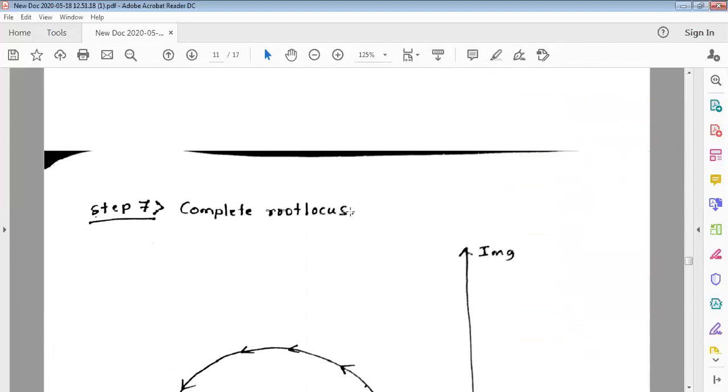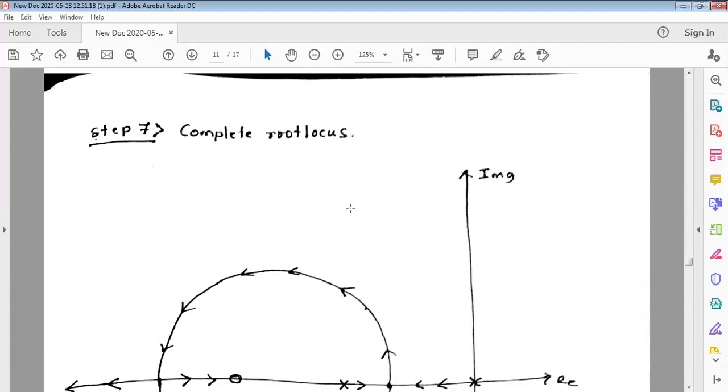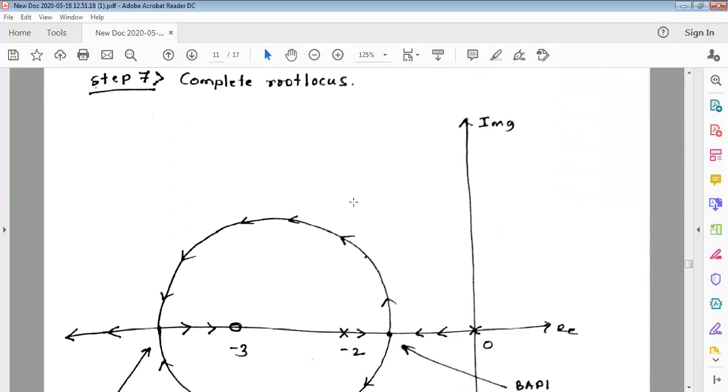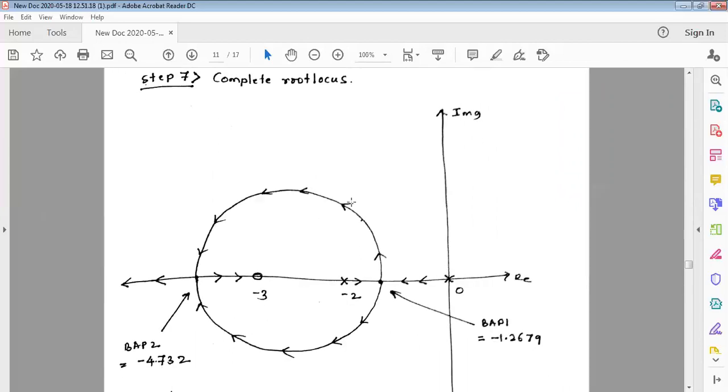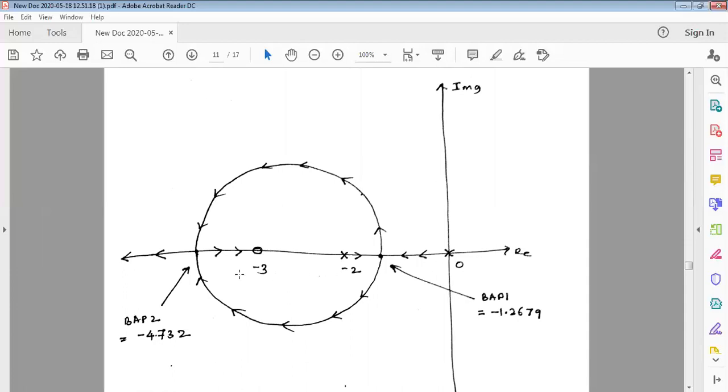We will see here how exactly it looks. Draw the real axis and imaginary axis first. Plot the poles here: one pole at 0, one more pole at minus 2, and one zero at minus 3. From minus 2 to 0 is an RL region, right? And from minus 3 to minus infinity will again be an RL region. How exactly it works, we'll see.